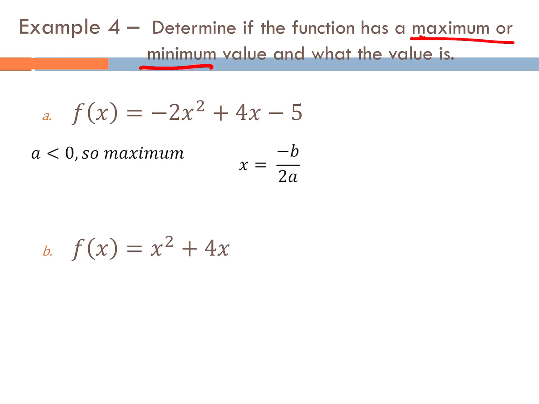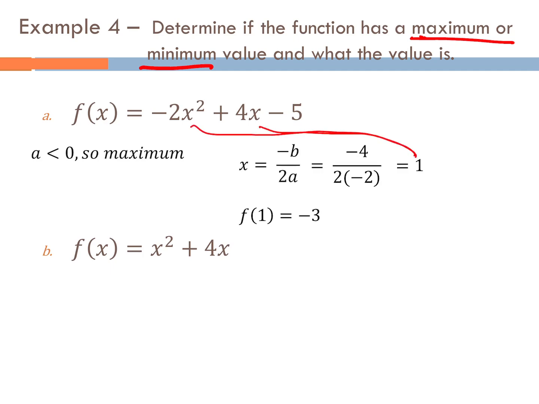We need the y value. So first you have to find the x by doing negative b over 2a. So negative 4 over 2 times negative 2, which would give us 1. To get our actual value now, we plug that 1 back in. I need to find f of 1. So if I plug 1 everywhere there's an x, and I work that out, I get negative 3. So I have a maximum value of negative 3. So this part would be our answer.